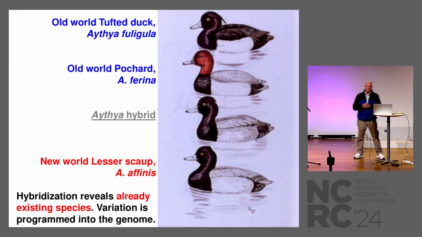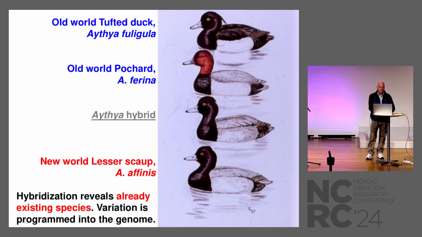Let's move across to the animals, shall we? Here's an Old World tufted duck and an Old World pochard. And the hybrid, you can see, the Aythya hybrid. And there's a New World lesser scaup, looks exactly like it. All we have to do is simply cross these.